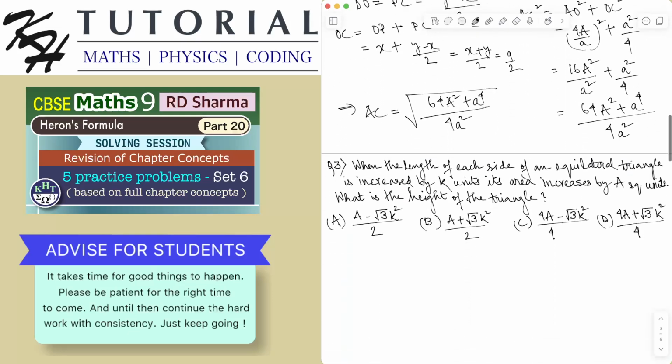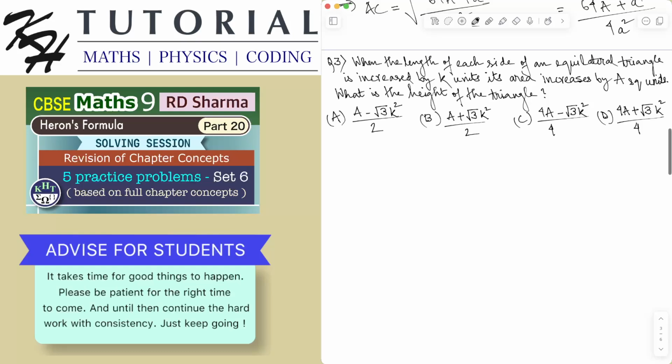Okay, let's see the next problem. Question number 3. When the length of each side of an equilateral triangle is increased by k units, its area increases by a square units. What is the height of the triangle? It is an equilateral triangle.